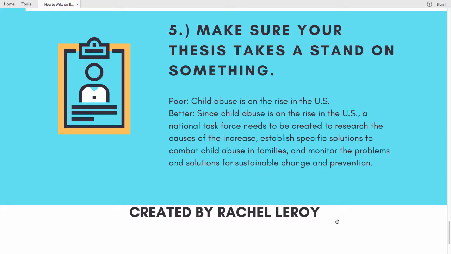And here's one example of how someone took a so what thesis and made it into something that takes a stand on something. In other words, it makes a claim and then facts back it up. Since child abuse is on the rise in the U.S., a national task force needs to be created to research the causes of the increase, establish specific solutions to combat child abuse in families, and monitor the problems and solutions for sustainable changes in prevention. So this provides 3 solutions, and it responds to the issue of increases in child abuse in the U.S., theoretically.